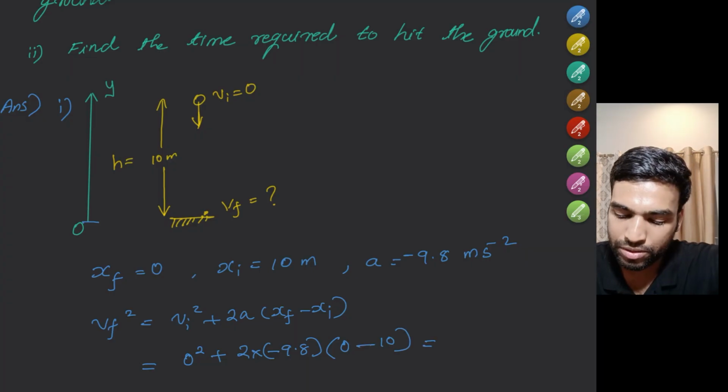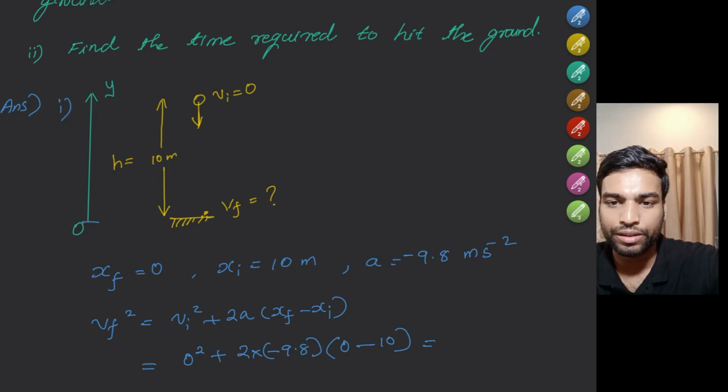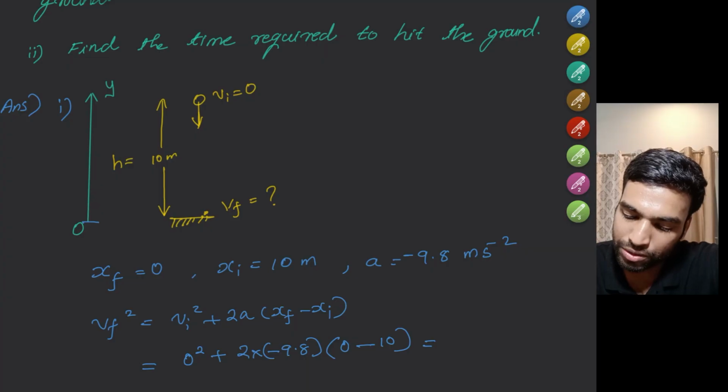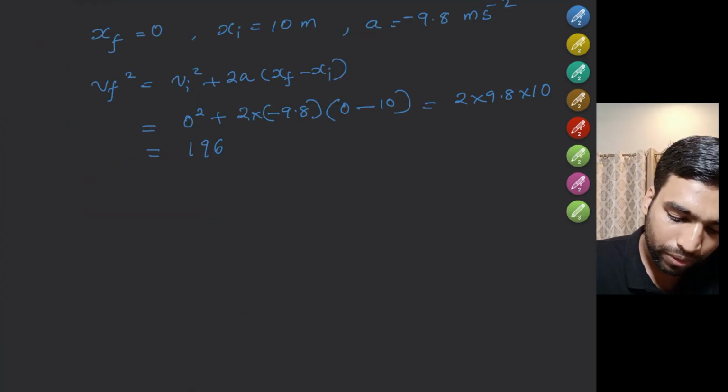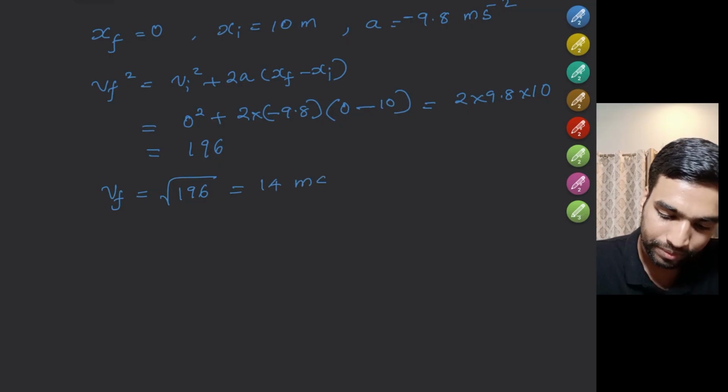Definitely the next step is 2 into 9.8 into 10. The negative negative will cancel out. Negative 1 into negative 1 is basically plus 1, right? So 2 into 9.8 into 10, which is nothing but 196. Therefore, Vf is equal to the square root of 196, which is definitely 14 meter per second.